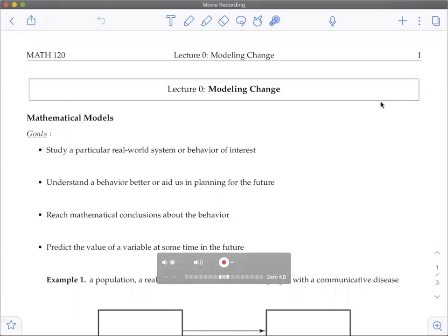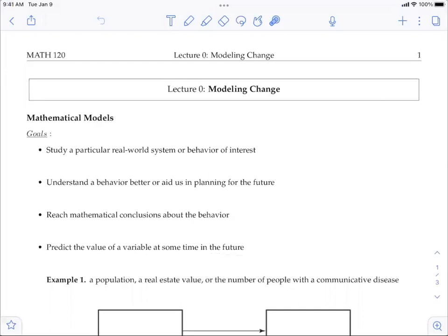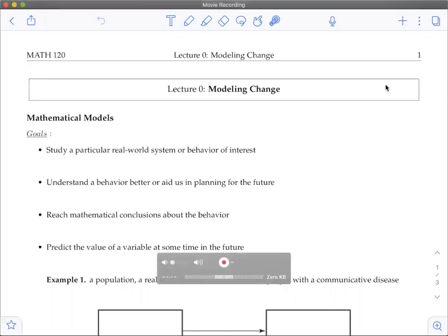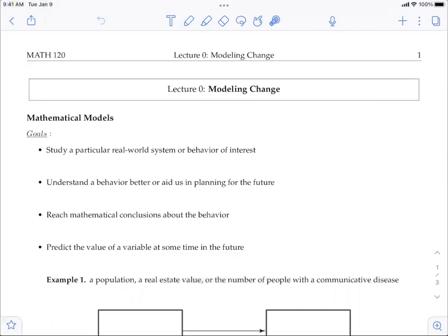Hello, everyone. So this is the very first lecture of the topics in math modeling. I call this lecture Zero, Modeling Change. There are multiple goals to mathematical models, but mostly the goal is to study a particular real-world system or behavior of interest. For example, you want to study the increasing or decreasing of certain populations, or the value of the real estate, something like that.